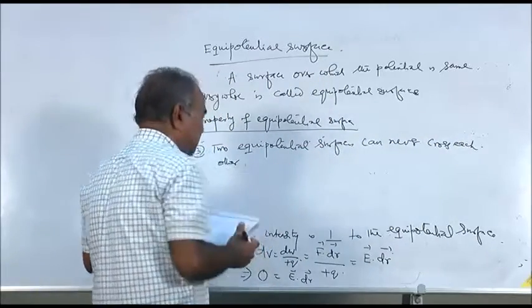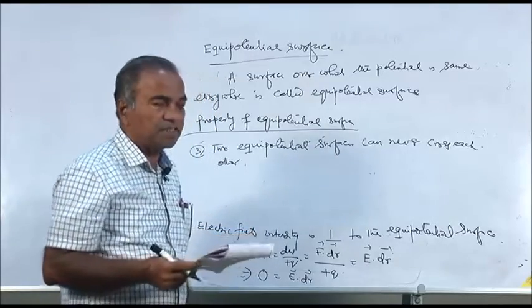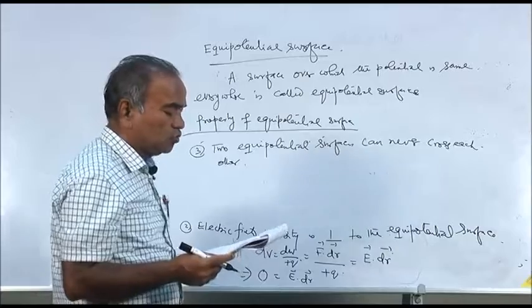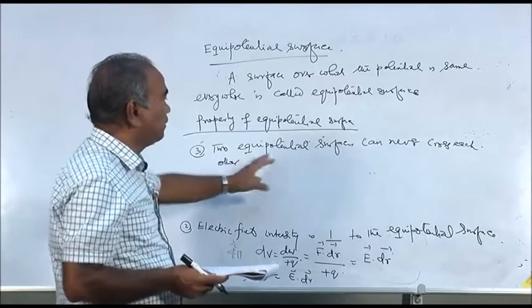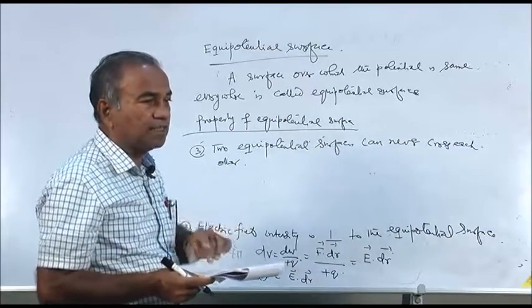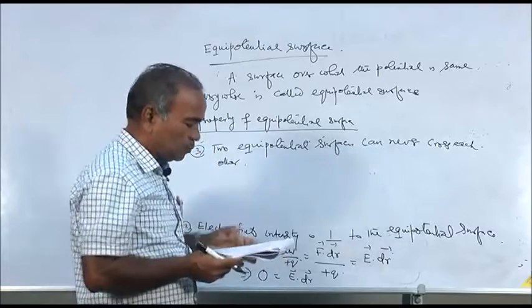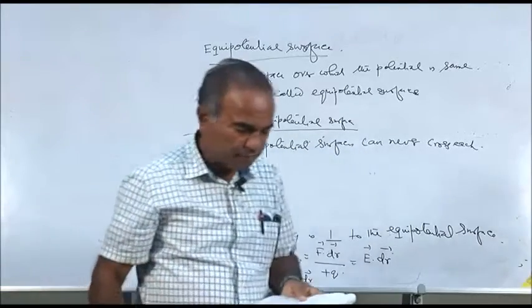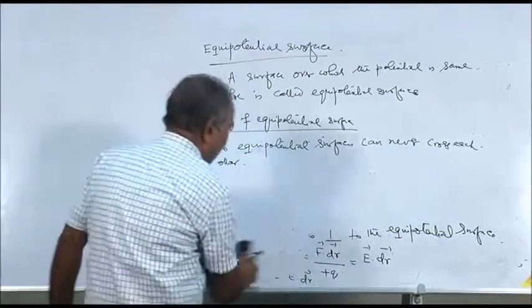If they intersect, at the point of intersection there will be two values of electric potential, which is not possible. They will never intersect or cross. If they cross, they will have two potentials at a particular point, which is not possible. So the two lines of force will never intersect each other. So, these are the properties of an equipotential surface.